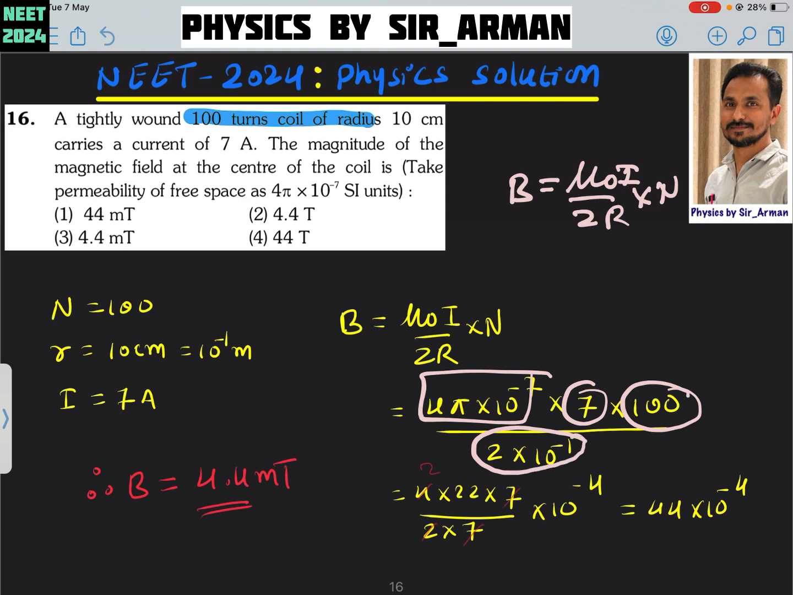We can write 10 centimeter as 10 raised to minus 1 meter. Here it is 2R, so it is 2 into 10 raised to minus 1. If you solve this, you will get 44 into 10 raised to minus 4, which is nothing but 4.4 milli Tesla. So the correct option is option number 3.